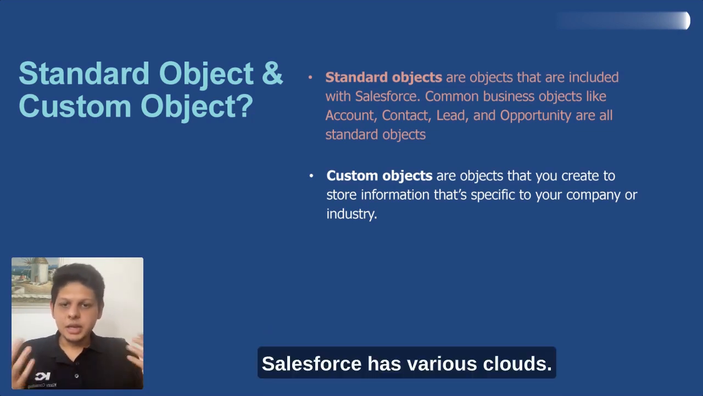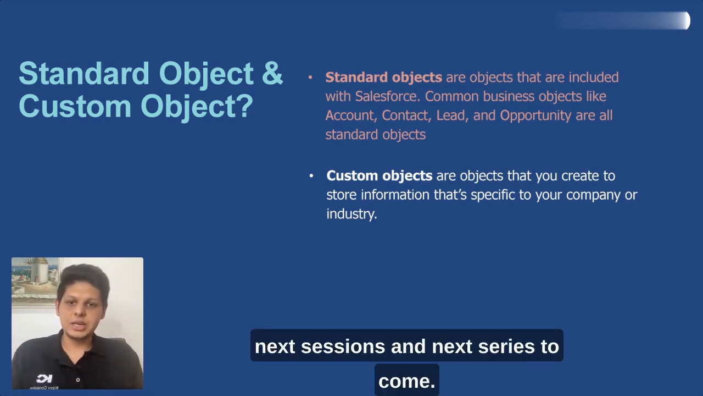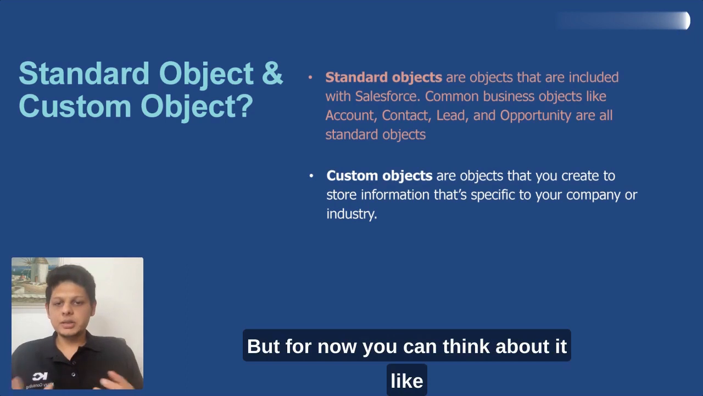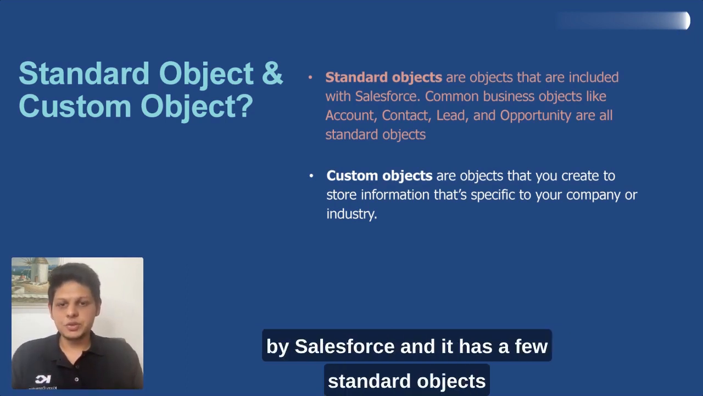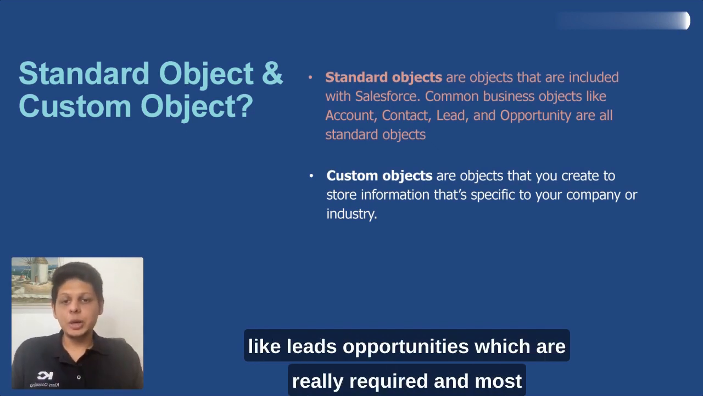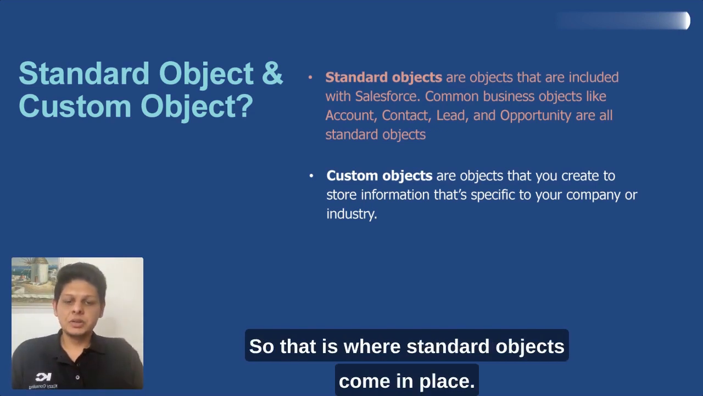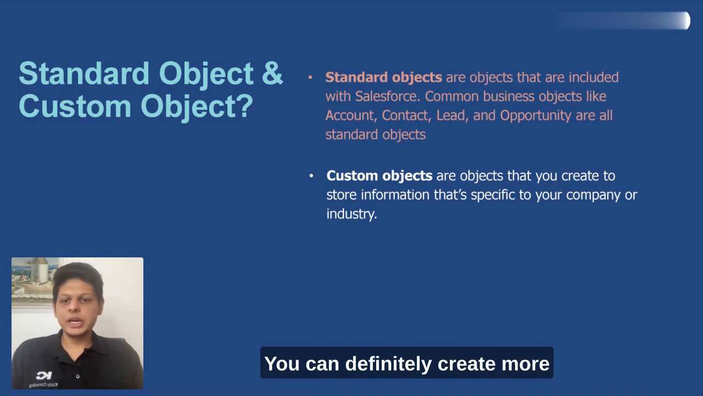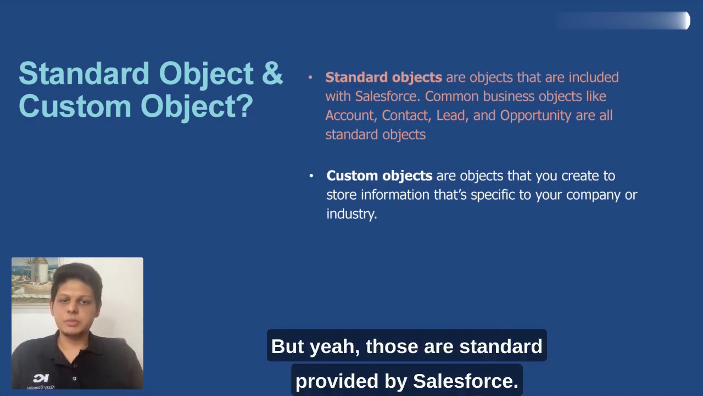Salesforce has various clouds. We can talk about that in our next sessions and next series to come. But for now, you can think about it like, for example, Sales Cloud is one of the clouds by Salesforce, and it has a few standard objects like leads and opportunities, which are really required and most important for the sales process of any organization. So that is where standard objects come in. You can definitely create more fields in standard objects, but those are standard, provided by Salesforce.